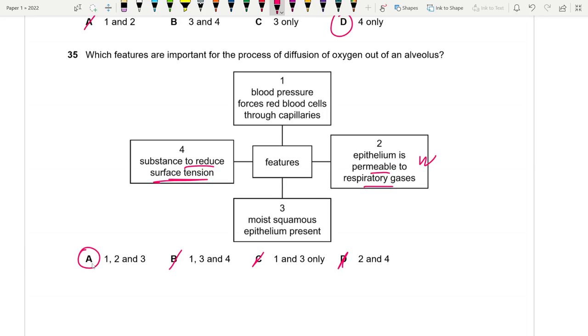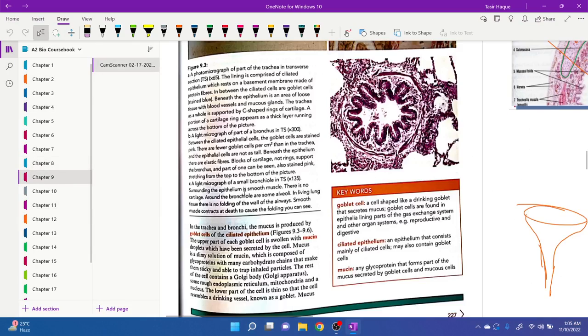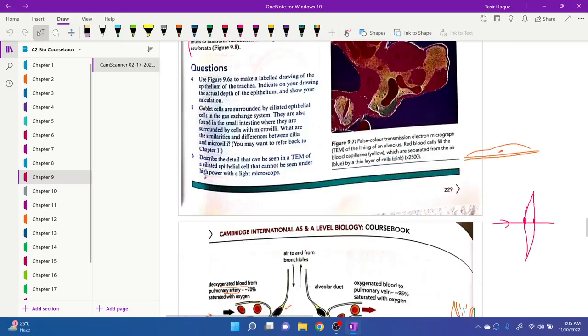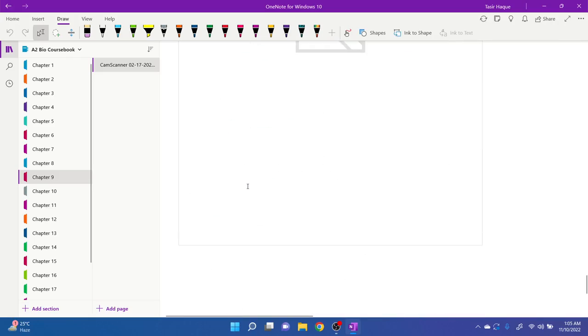It is one cell thick. The pressure forces blood, red blood cells, through the capillaries due to the high pressure. And yeah, the moist squamous epithelium helps to do so. This is very important. You will see this in the course book in chapter 9. Where is this actually? This part?